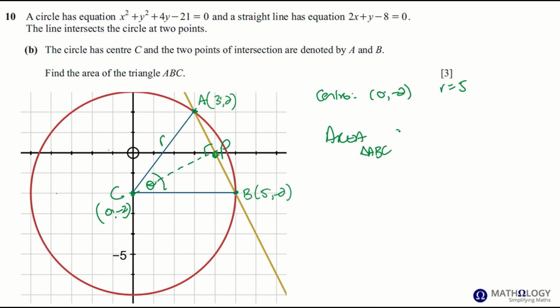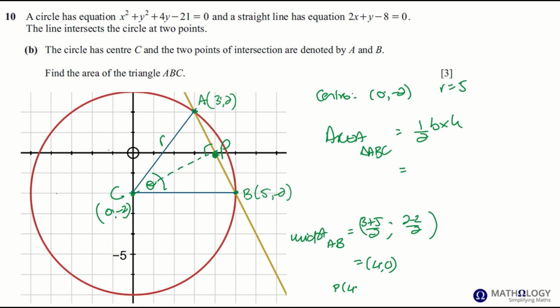The area of triangle ABC will be a half base times height. So the height will be PC, base will be AB. So you'd have to first find the midpoint of AB, which will give you point P. Midpoint of AB will be x2 plus x1 over 2, 3 plus 5 over 2, y2 plus y1, so 2 minus 2 over 2, that'll be 4, 0, so P is the point 4, 0.